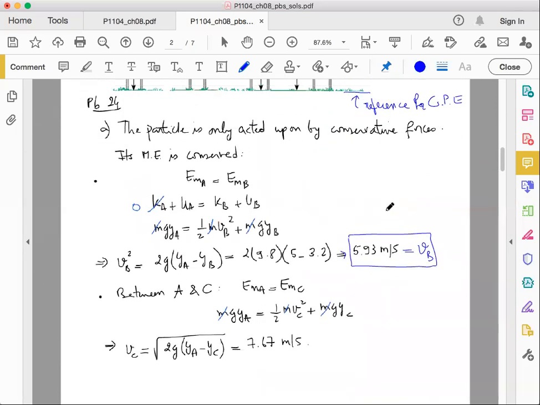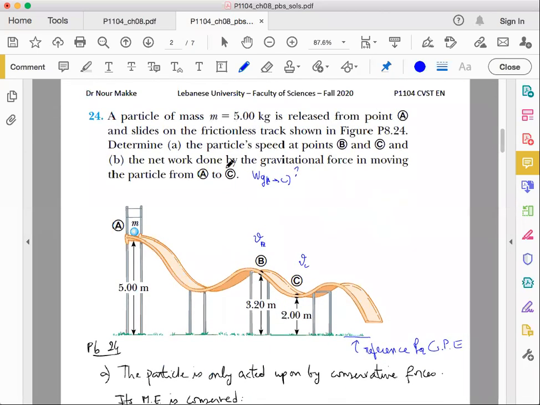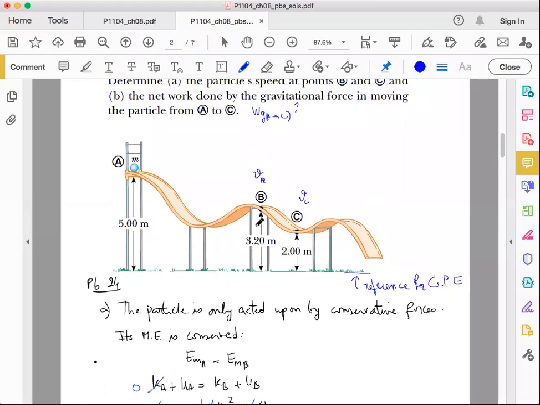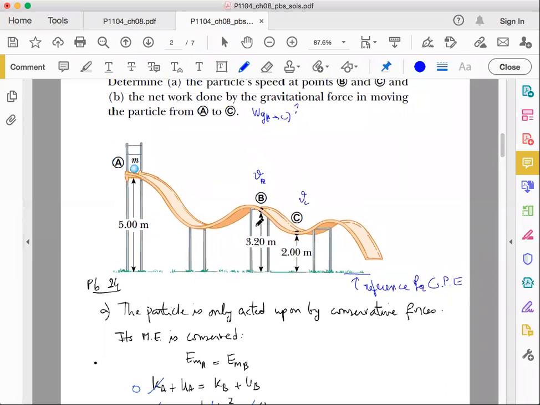So that was the first question. Now the second question was, determine the net work done by the gravitational force in moving the particle from point A to point C. So the best strategy to solve the second part is to use the work kinetic energy theorem, because number one, we know the speed of the particle at point A and point C. So we know delta K, which is one element of the equation. And on the other side of the equation, we have W net. And so W net gives access to the work of all the forces acting in the system.